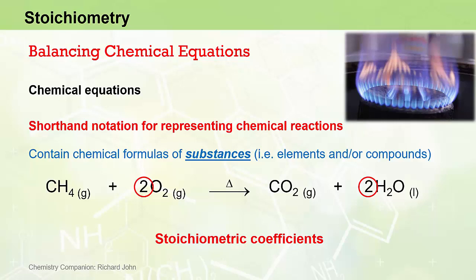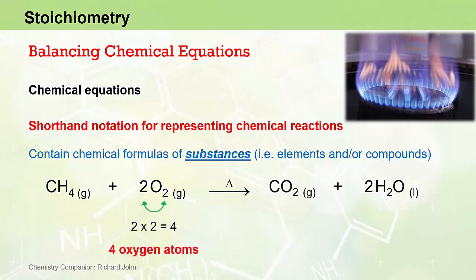The big numbers in front of some of these substances are called stoichiometric coefficients, and they are there to balance the equation. In the case of the O2 molecule, the stoichiometric coefficient implies 2 lots of the oxygen molecule. And since each oxygen molecule has 2 atoms, there are 4 oxygen atoms in total on the left-hand side. Over on the right-hand side, the 2 in front of the H2O means 2 lots of the water molecule. So we have 2 times the 2 hydrogen atoms, giving 4 hydrogen atoms in total, and 2 times the 1 oxygen atom, which is 2 oxygen atoms in total for the water.